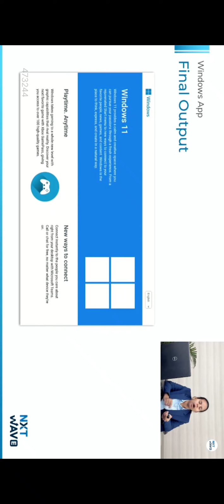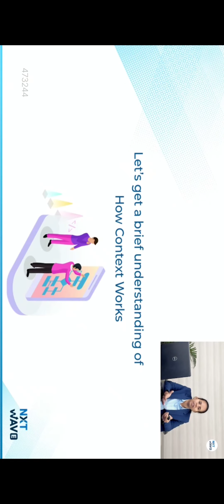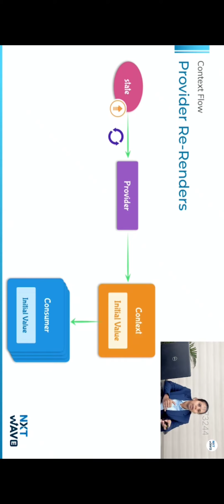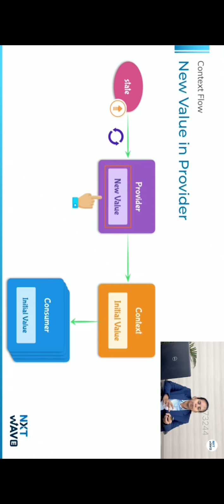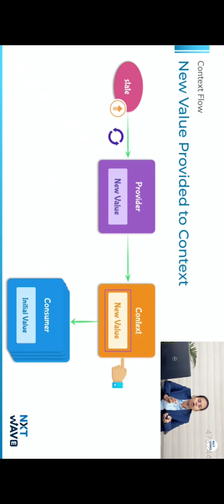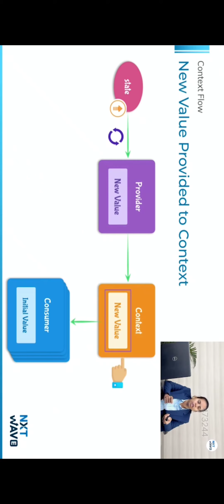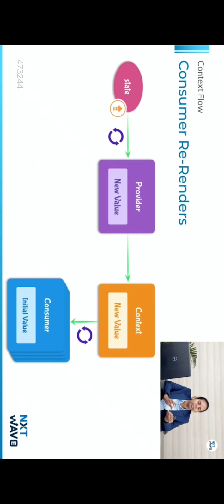So now, coming to how does this context work? Let's just get a brief understanding about it, okay? So here, once the state gets updated, the render method will be called. And within the render method, we will write the provider, right? So the provider component will be present within the render method. So there, we'll be passing the new value to the provider. So now the provider component will update the context value. So previously, there was an initial value. Now we'll update the context with the new value. So once the context gets updated, all the consumer components that are nested within the provider component will get re-rendered.